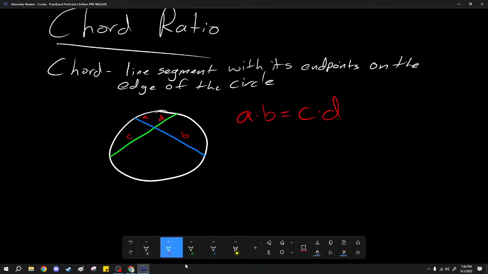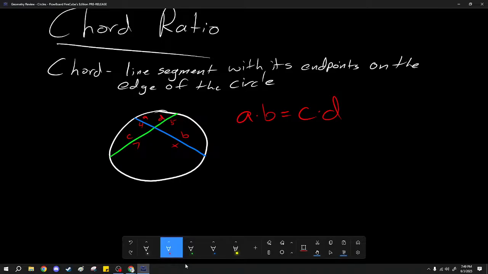So, why is this important? Well, there are going to be problems where you're going to solve for one of these chunks, and you're going to get information about the others. So let's do that. Let's say A is 4, B is unknown, C is 7, and D is 5.